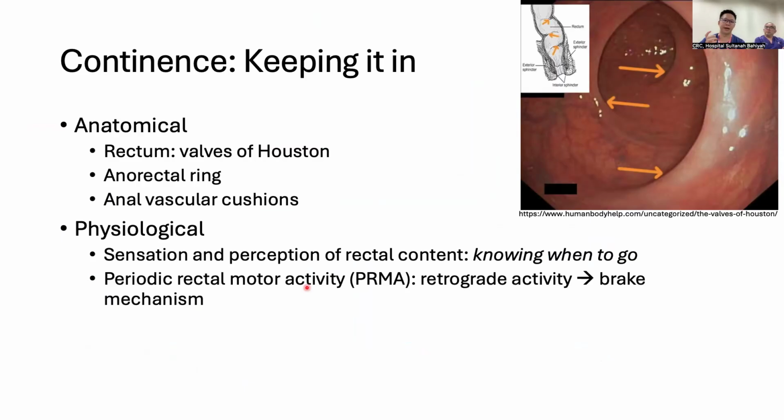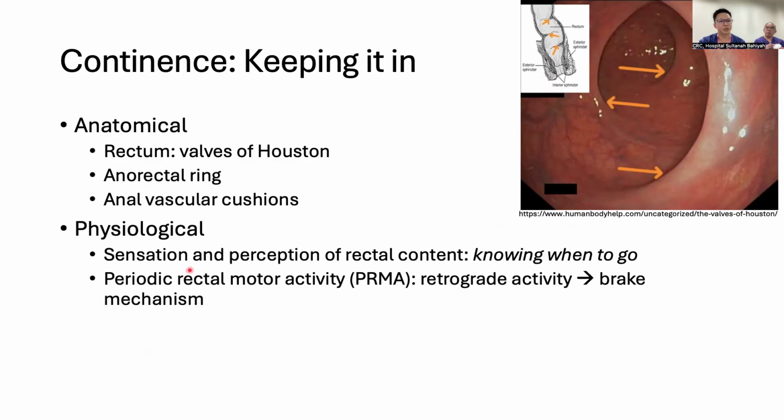The first is through the anatomical function. In the anatomy of a normal human being, at the rectum you have the valves of Houston, which are transverse valves that help to slow down and act as a brake for the fecal material that is coming in. The anorectal ring gives you the acute angle of the rectum that prevents feces from coming out accidentally, and the anal vascular cushions create the tone that is required to maintain the anal sphincter contraction.